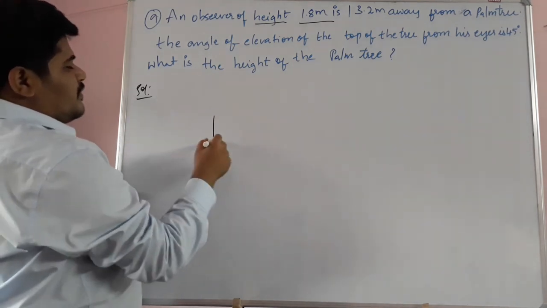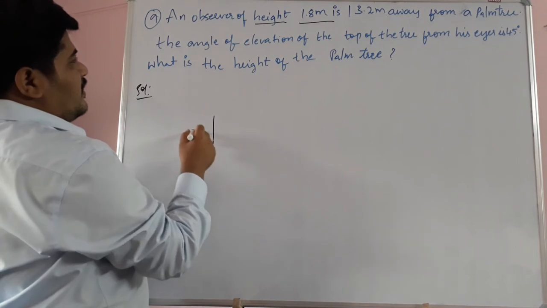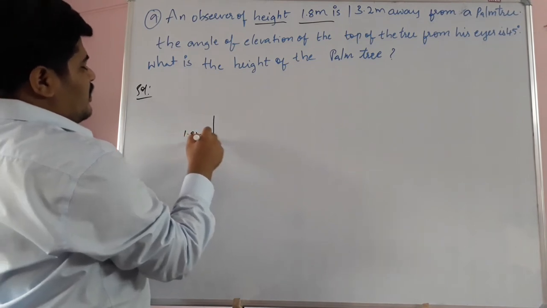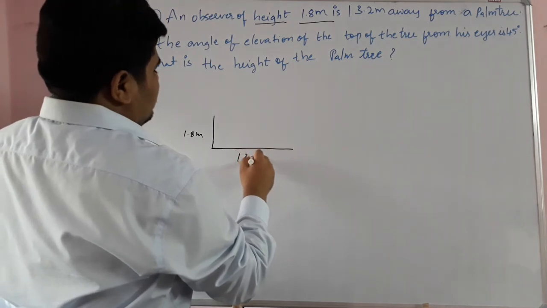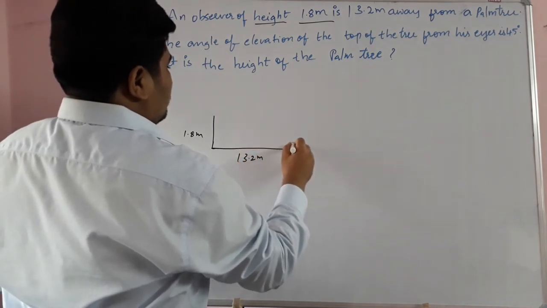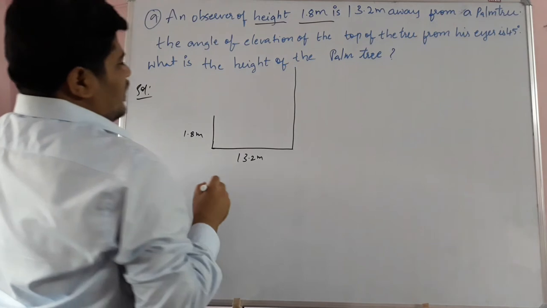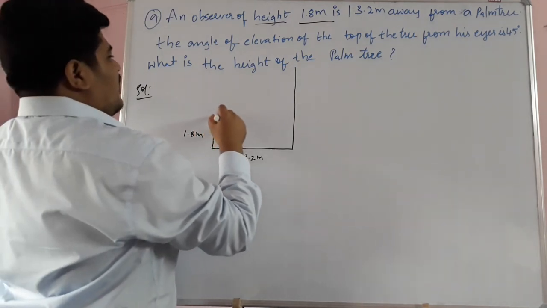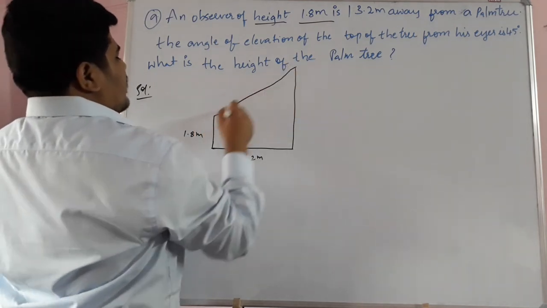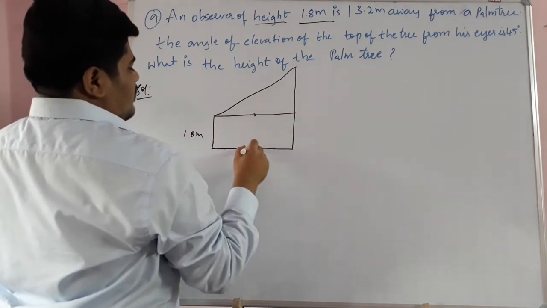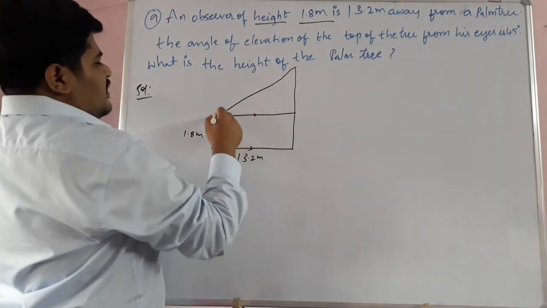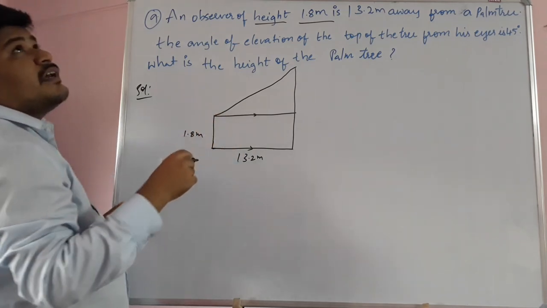So this is the observer, and his height is 1.8 meters. He is 13.2 meters away from the palm tree. So this is the palm tree. From his eyes, the angle of elevation. Here I have drawn a horizontal line. Students, see, his eyes are here, like this he is seeing.